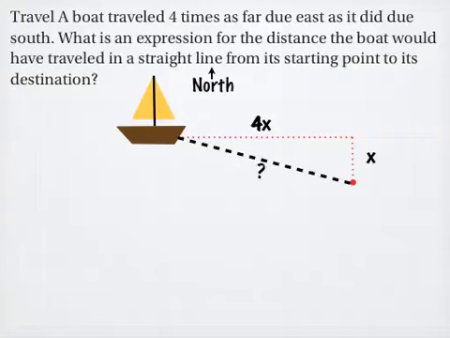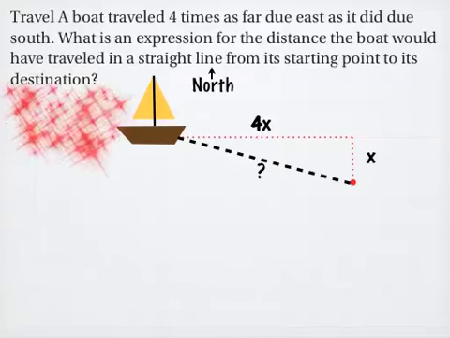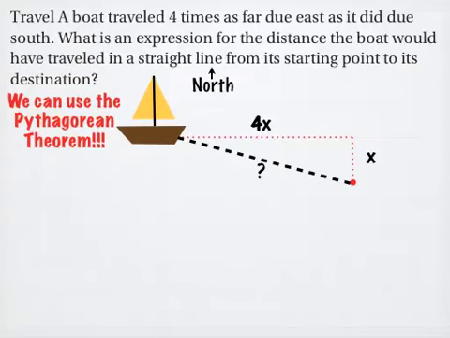If you notice, what's been created here is a right triangle, which we talked about in the last lesson. I know 2 sides of my right triangle are 4x and x, and they're wanting me to find an expression for the distance from the boat to that point, or in this case, I just put a question mark, or the black dotted line. If I know 2 sides of a right triangle and I want to know the third side of the right triangle, I can use the Pythagorean theorem. Remember, a squared plus b squared equals c squared.